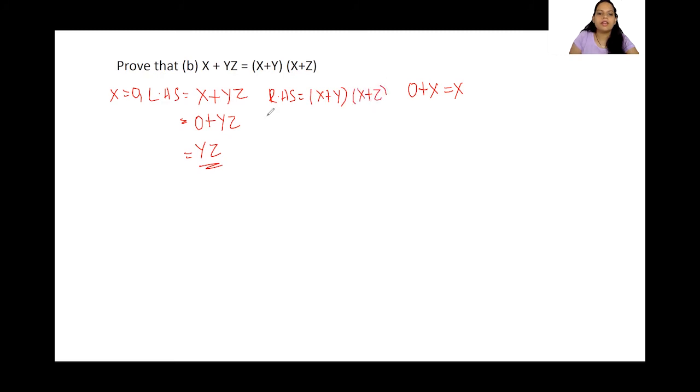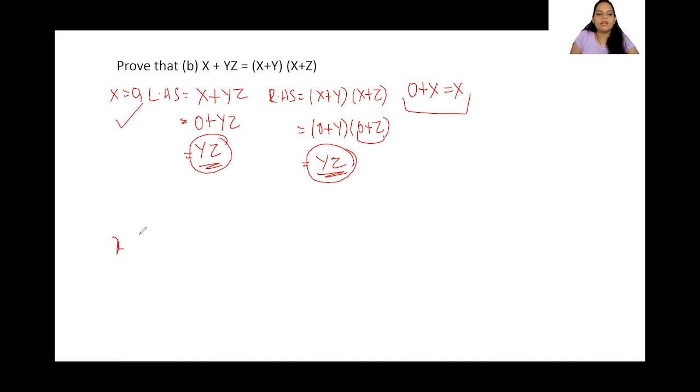I'm substituting the value for x, which is 0. So 0 plus y and 0 plus z. Now what is 0 plus y? From this rule, we understand that it is nothing but y. And from this rule, we are applying the same rule, we will get z. So are these the same? They both are the same. Hence, we have proved this for x is equal to 0.